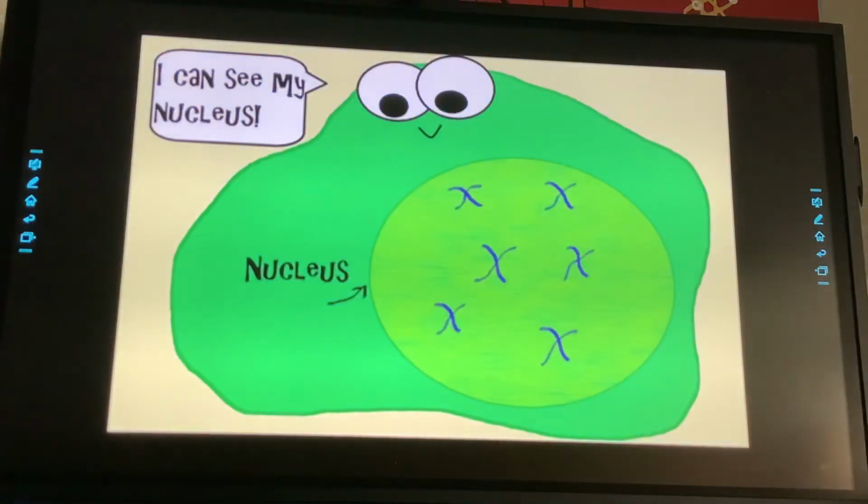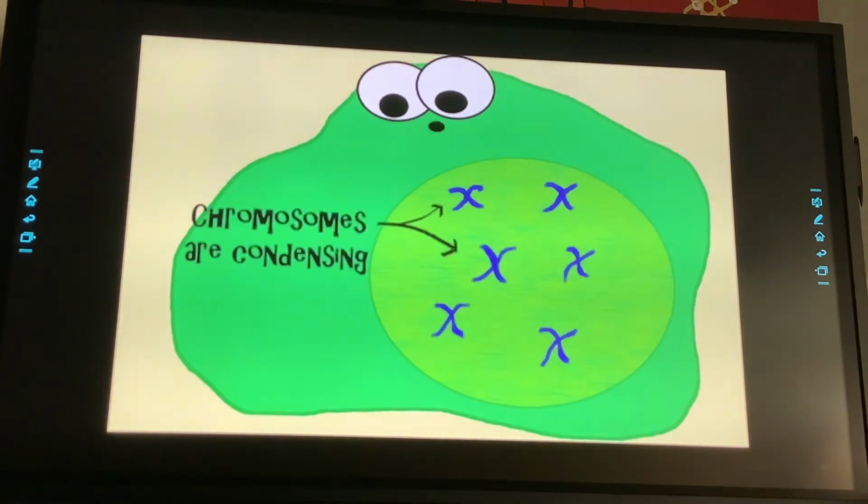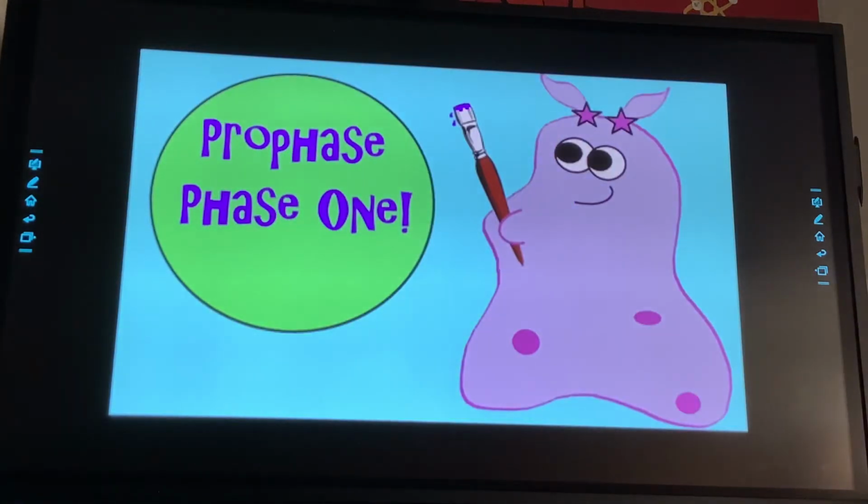Prophase, because it's the beginning step, the nucleus is still there, and it's going to go away in a little bit, so this is a stage where it's actually still there. And the chromosomes are visible. In fact, we say they're condensing, which means they're kind of thickening and visible. So prophase, very beginning step.